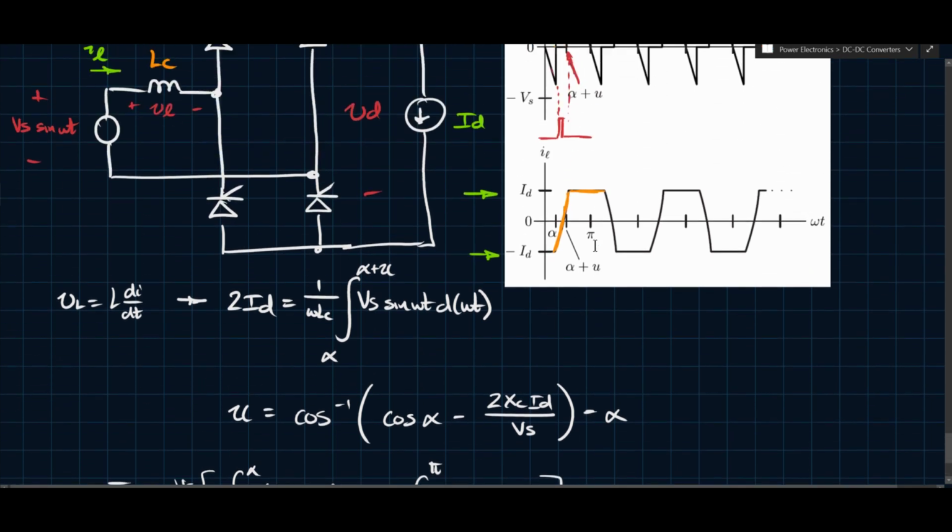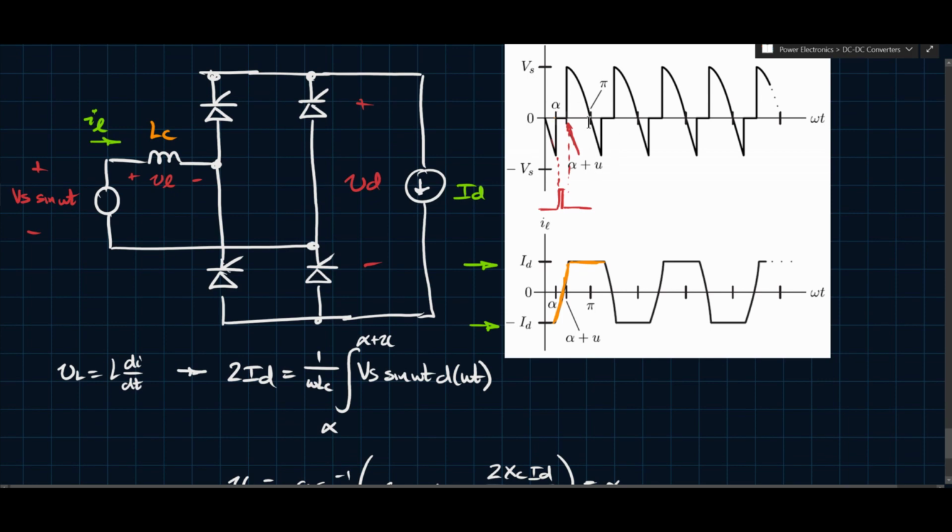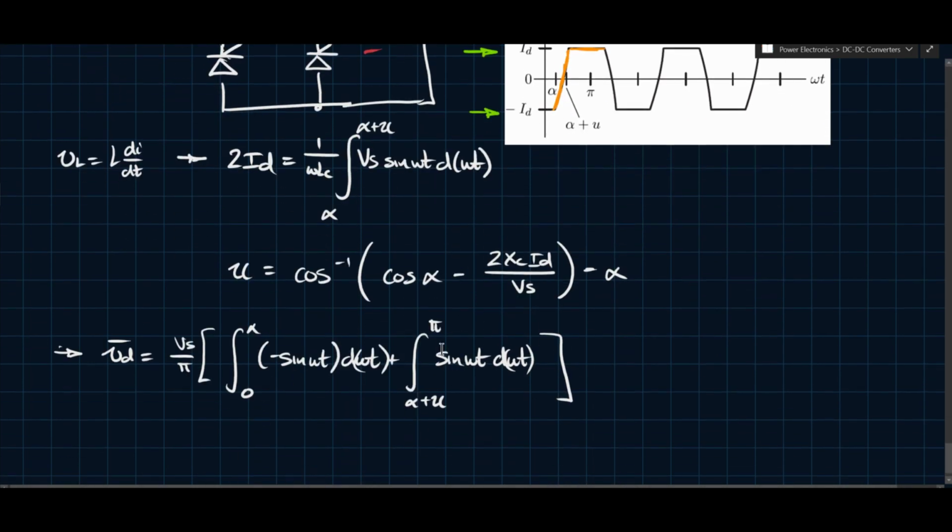I'm trying to find what the average output voltage is, and that's this thing. I know that between 0 and alpha, which is this purple part, is the first part of the integral that I'm solving. Then the second part of the integral is going to be this pink color, this area here, between alpha plus u to pi.